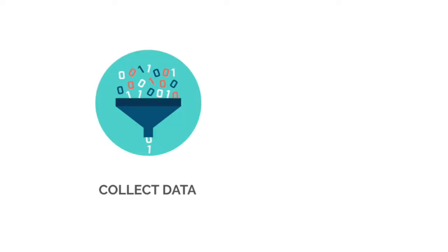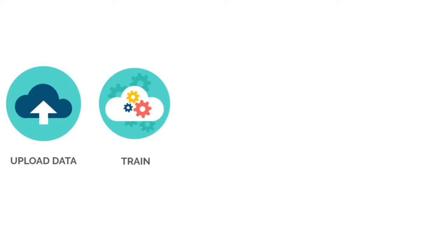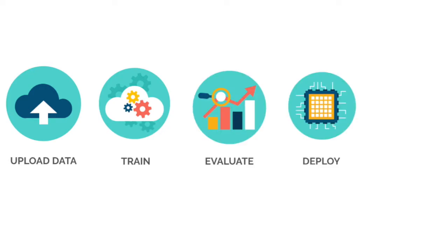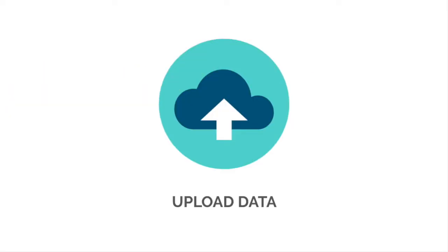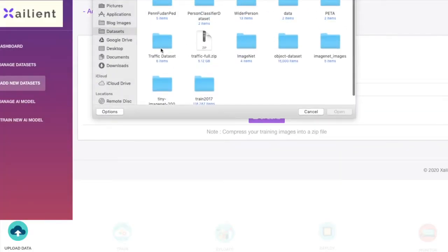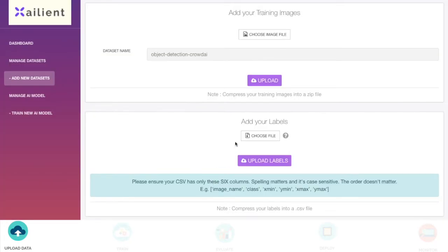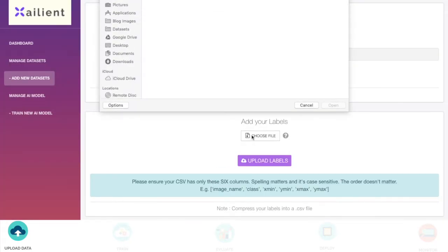Once you have collected and prepared your data, you can upload it to Xailient Console, train your model, evaluate, deploy, and monitor. Choose the prepared dataset and upload it. Once the dataset upload is completed, you can upload a label file corresponding to the dataset.